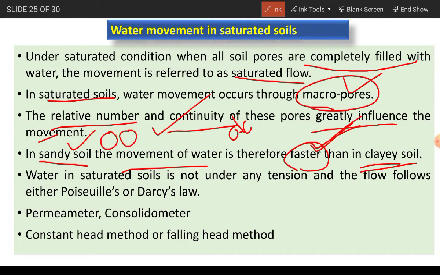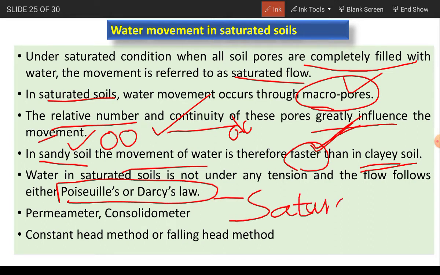Water in the saturated soil is not under any tension, and the flow follows either Poiseuille's law or Darcy's law. You must remember: water movement in a saturated soil follows either Poiseuille's law or Darcy's law.